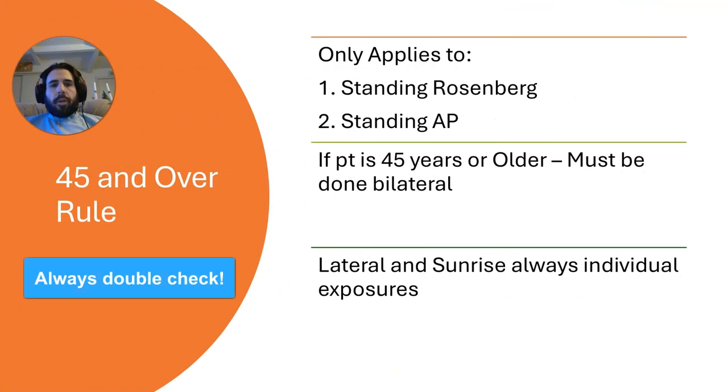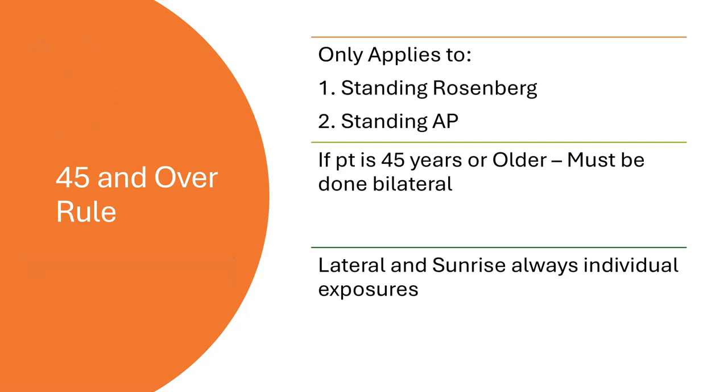So depending on how old your patient is, depending on whether you're doing both knees or just the single knee of interest. If the patient is 45 years or older, then we're going to be doing both bilateral knees regardless of the order. If it's just a right knee ordered, we're going to be doing the AP and the PA bilaterally. The lateral and sunrise will always be individual exposures. Okay, so keep that in mind. Always ask a tech to double check and confirm. Make sure you're going to be doing the right thing.